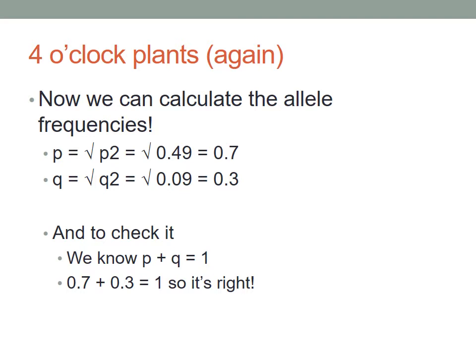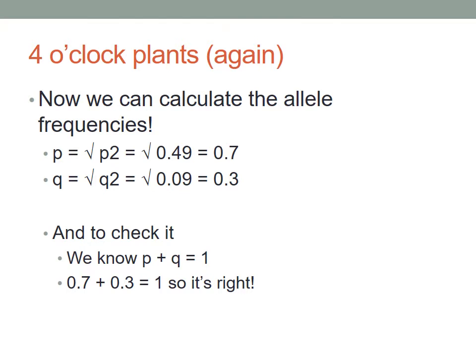But hopefully you're remembering that we already know that P plus Q equals 1. So let's check it. 0.7 is P, 0.3 is Q. 0.7 plus 0.3 is 1. So it's right. So we know that 70% of the alleles in the population are CR, that red allele, and 30% of them are CW, the white allele.